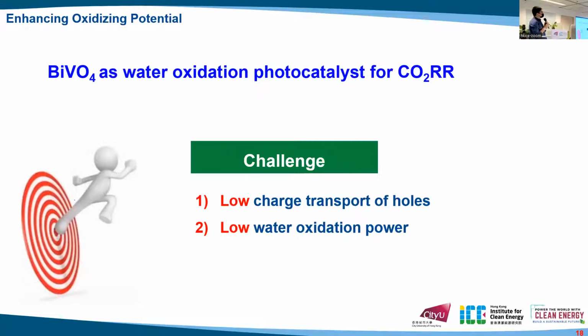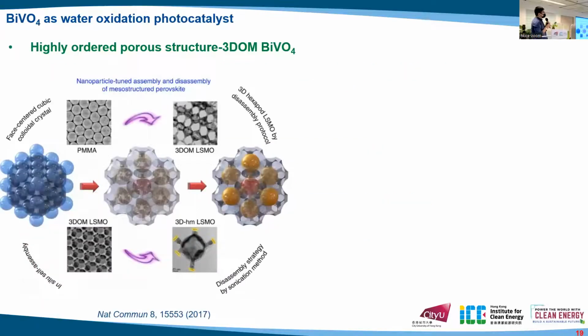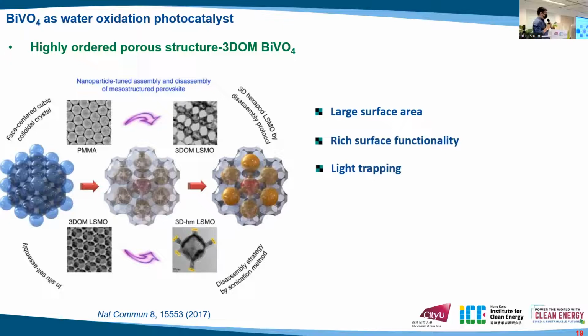But before we assemble bismuth vanadate, there is plenty of room for us to investigate different properties of it and select the best candidate. Many years ago, our PhD group published a paper investigating the highly ordered porous structure of perovskite. It triggered my curiosity to apply such a structure to my own photocatalyst because it has many obvious advantages, such as large surface area, enriched surface functionality, strong light trapping effect, and potentially unique charge carrier transport.